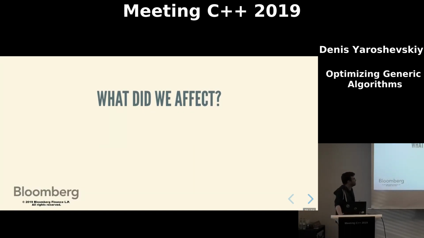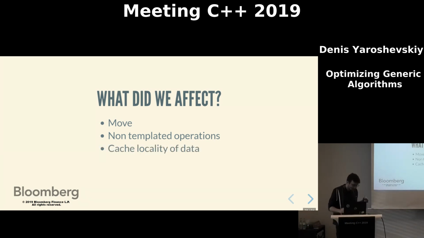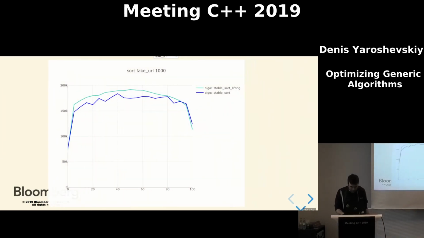What did we affect? Well, obviously, the price of move is the first thing we have to care about. All the non-template operations, like in many respects, we did restructure the loop and stuff. Cache locality of data: now we compare through pointers into different places of the array, so we might have a problem with cache locality, because merge is very cache local, but when you do pointers, it's not. And we increase the binary size. But again, I don't care that much.